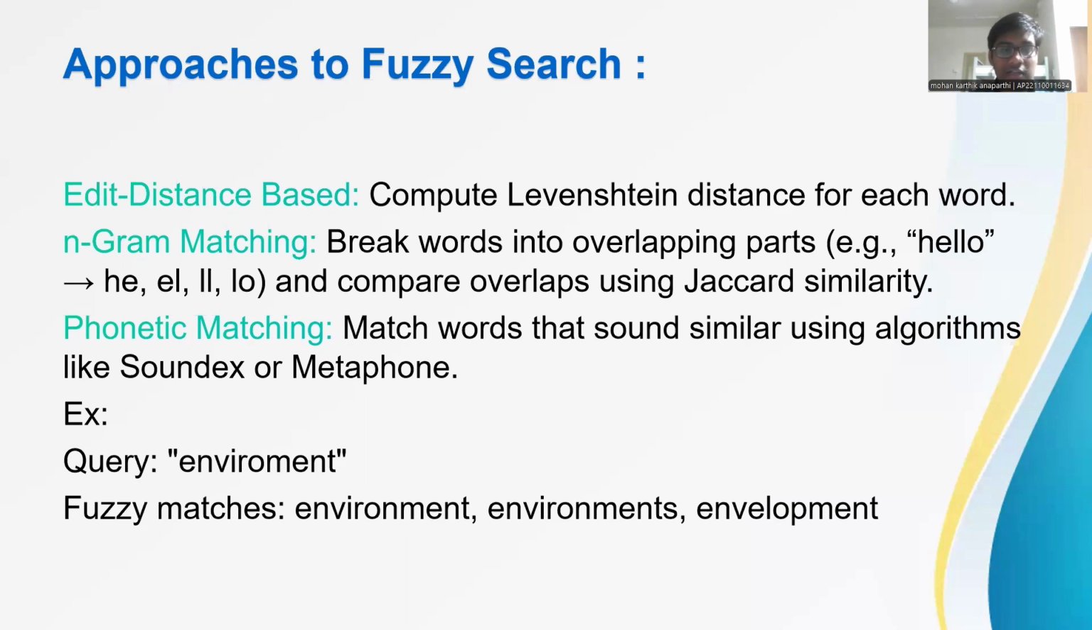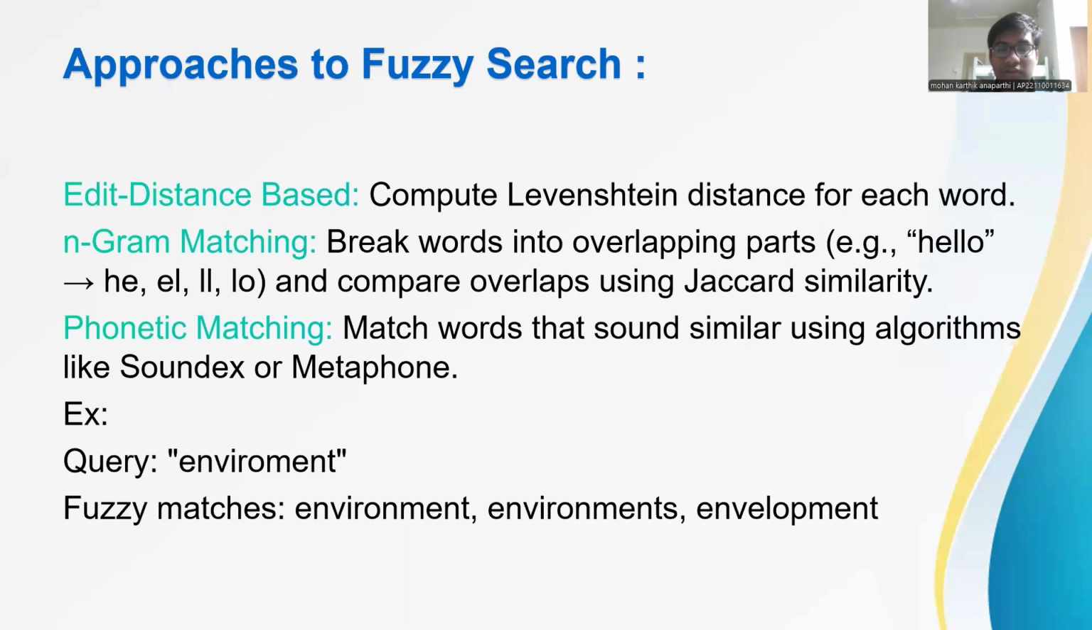Here in edit distance, there are three types: Levenshtein distance, Hamming distance, and Damerau-Levenshtein distance. You can use any of the three to find the edit distance, and these edit distances will be sorted, and the spelling correction will be predicted. Now let us see the n-gram index.